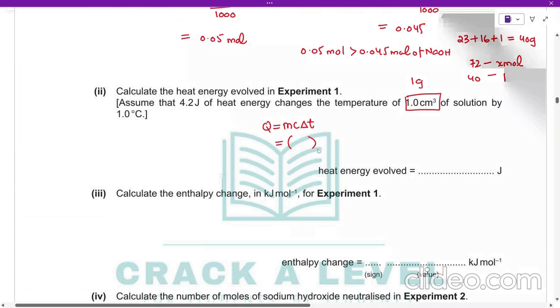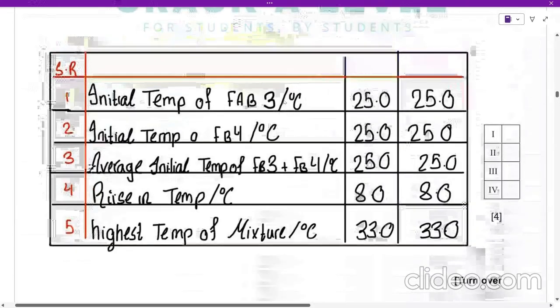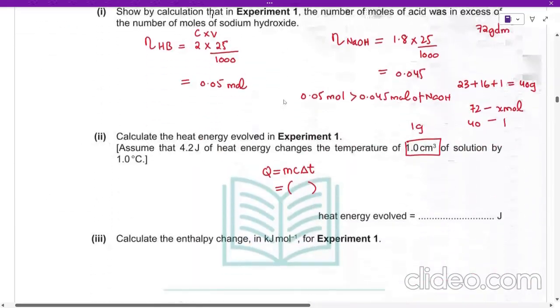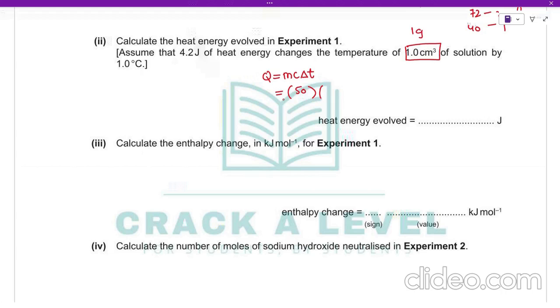Okay, so we are going to see how much of the solution is actually used. So 25 cm cube of FB4 and 25 cm cube of FB3, so it will be 50 grams. And then we are going to be multiplying with the heat capacity, 4.2, and then the delta change was 8. Let's calculate this. 50 into 4.2 into 8 will be 1680. This will be 1680 joules.